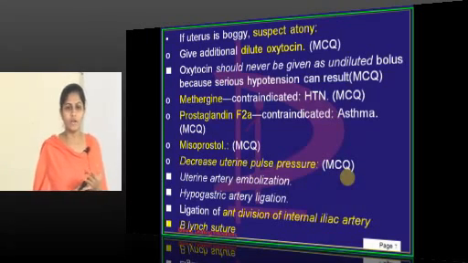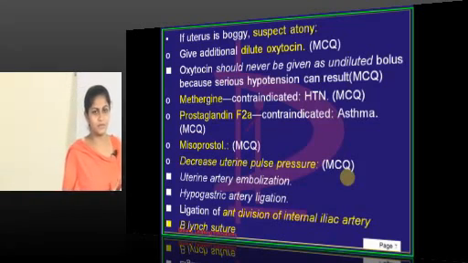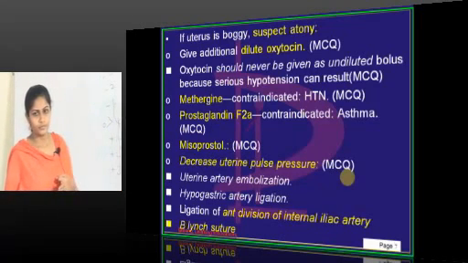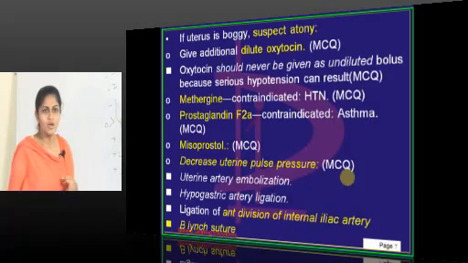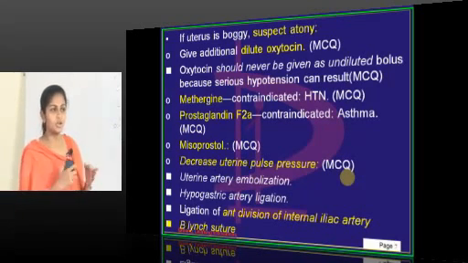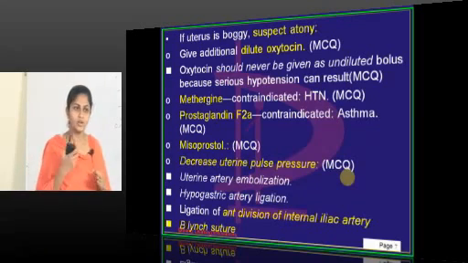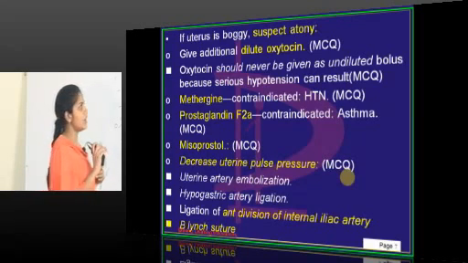Third stage. What are the other two points in active management? Previously asked for you. Uterine massage. Once the placenta is out, go for uterine massage. Next is controlled cord traction. So: controlled cord traction, uterine massage and oxytocin.